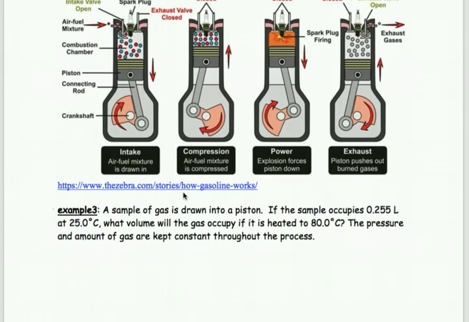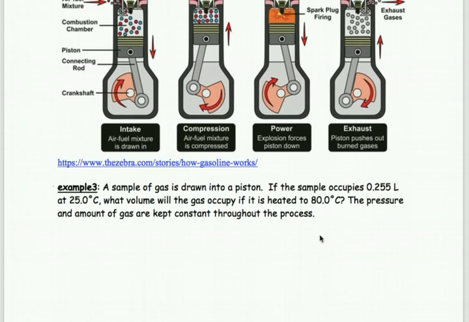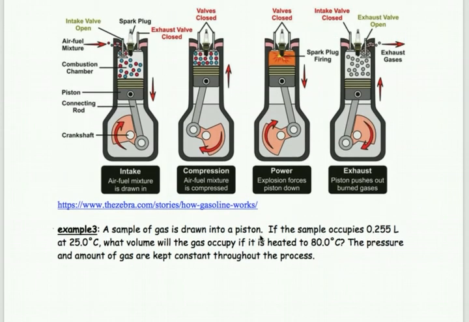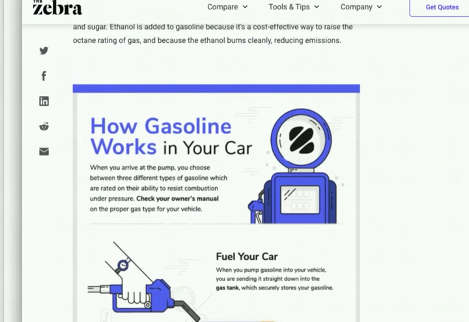Okay, here's our next example. We're drawing a sample of gas into a piston, and just looking at these different pieces of information here. If you're wondering what a piston is, since they'll use it a lot in these gas law problems, I have a visual pasted in here, but I found a good website. So here's the link. It just shows you a nice visual of how gas works, okay?